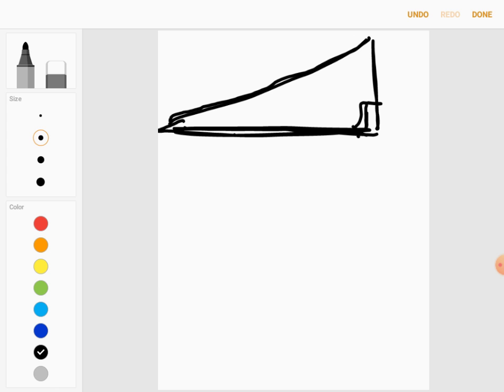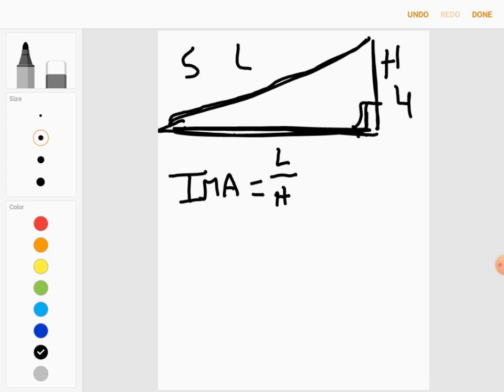So this, once again, that's H, that is L. We already knew that H was 4, and we just found out that L was 5. So now we can do the IMA. So remember, IMA is L divided by H, which we know L is 5 and H is 4. So when you solve that, you find out that the IMA is 1.25.